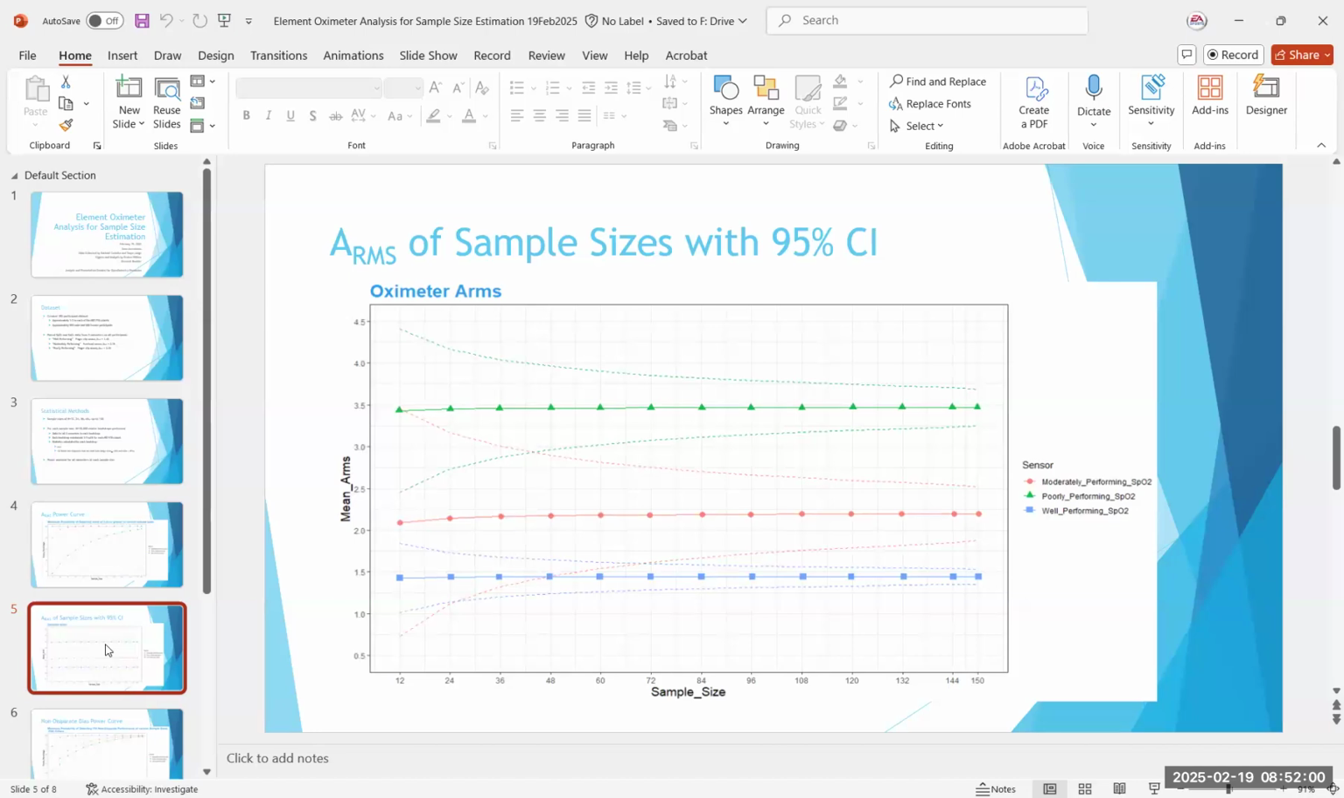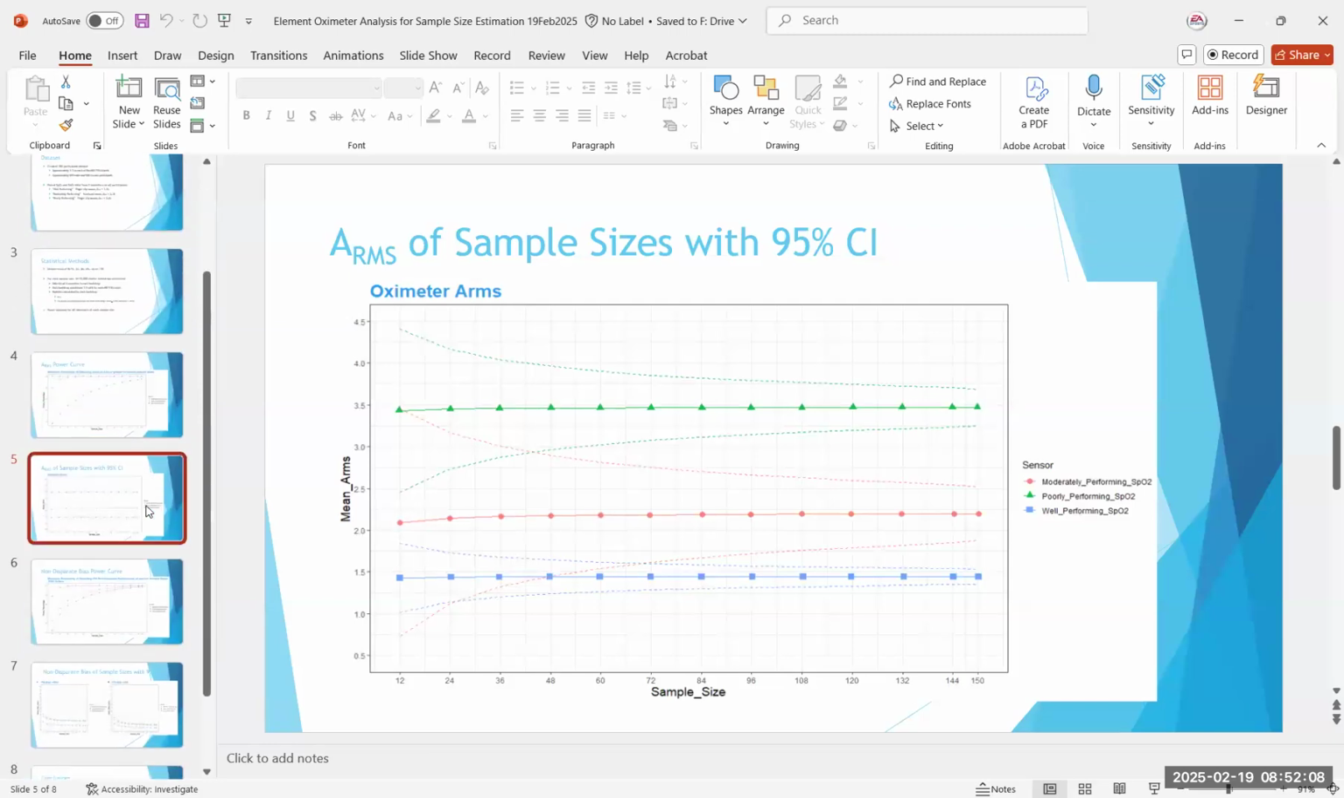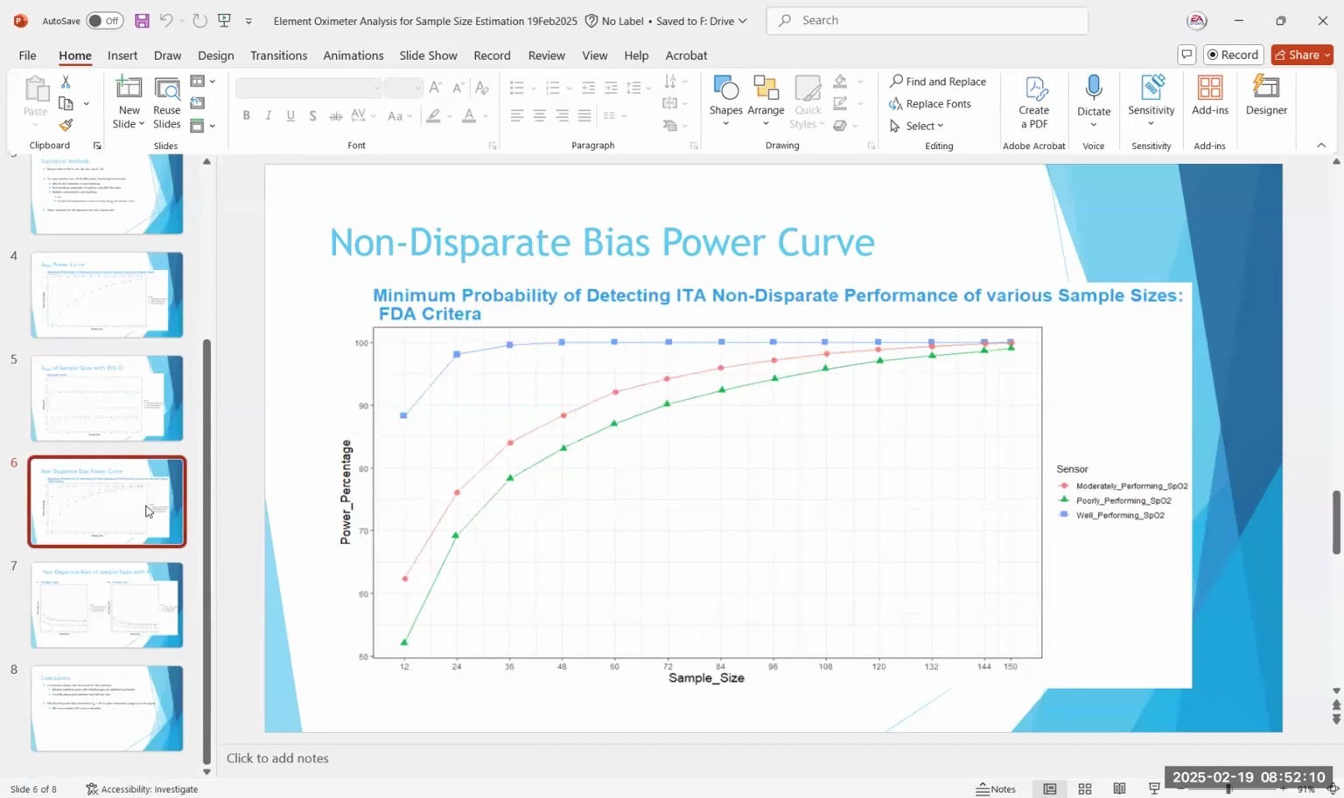So similar to what's been previously said, there's diminishing returns after that as far as being confident in your calculated values at that point. Similarly, we also looked at the non-disparate bias utilizing the ISO simple linear model as well. Similar story here, that range of 24 to 48-ish participants for both moderately and poorly performing devices achieves the noted 80% power that's needed. And on a well-performing device, you're above that and confident well before that kind of larger sample size.